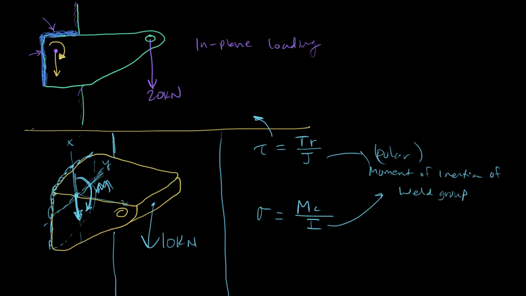But the activity involves finding this location at the center of the weld group, and that's the centroid, X hat, Y hat, of that group. So, in case you've forgotten how to do that, we can take a look at that. We'll do that through an example.